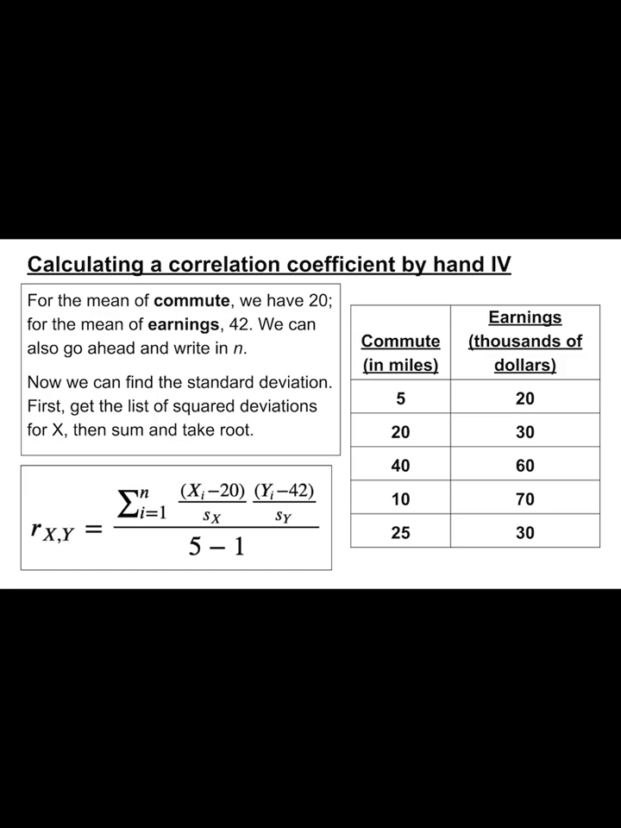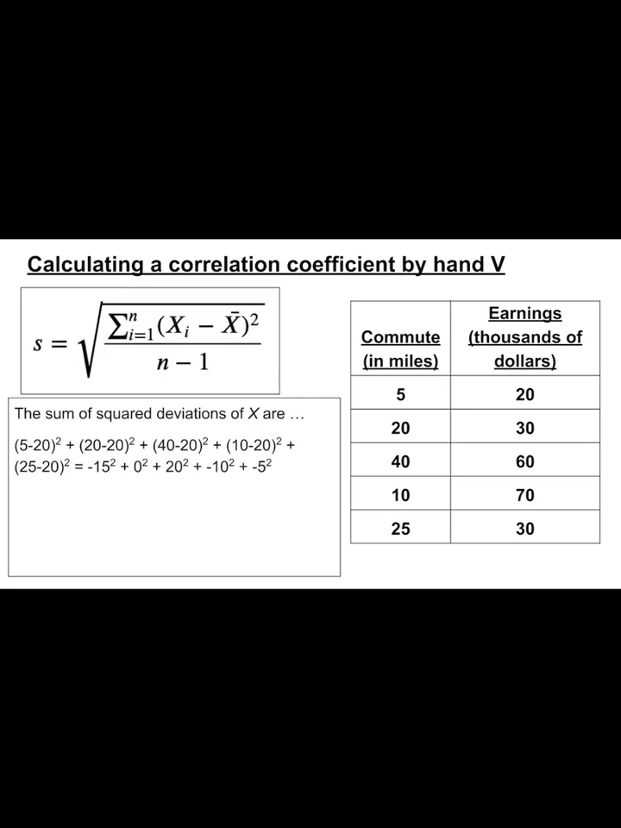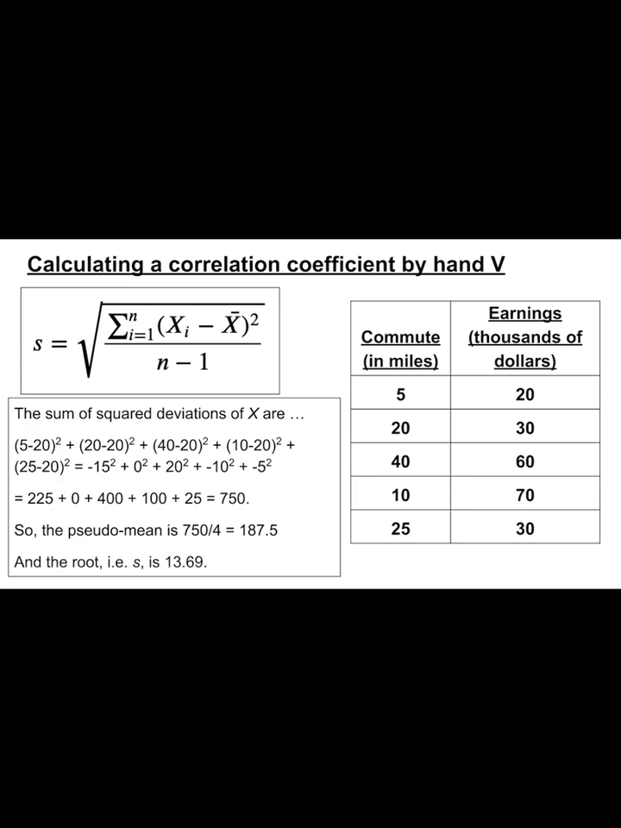But hopefully everyone remembers the standard deviation formula. So you can see here we're starting to fill in the correlation coefficient formula. We could plug in 20 and 42, and we can plug in 5 minus 1 to get 4 in the denominator. So here's how we would find the standard deviation. We take all the sums of the squared deviations of x. So we take 5 minus 20, 20 minus 20, 40 minus 20, 10 minus 20, 25 minus 20. We square each one, then we add them up to get our sum of squares, which happens to be 750. And then we take a pseudo mean, so that's 750 divided by 4, not 5, because we have to use the Bessel correction. And then finally, at the very end of all that, we can take the root, and we get 13.69.